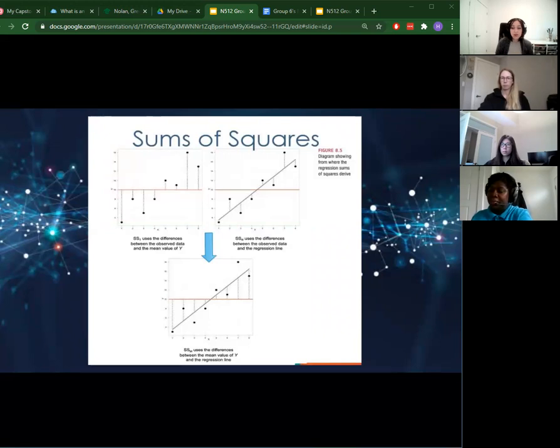So this is a visual depiction of the total sum of squares on the top left, the residual sum of squares on the top right, and the model sum of squares on the bottom. Give you a second to look at that.